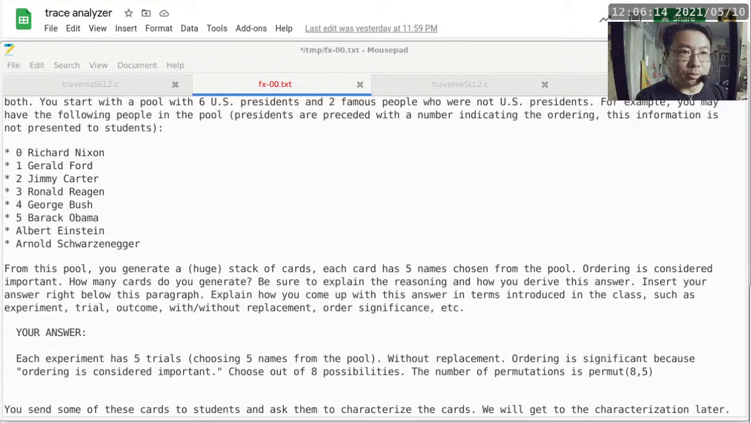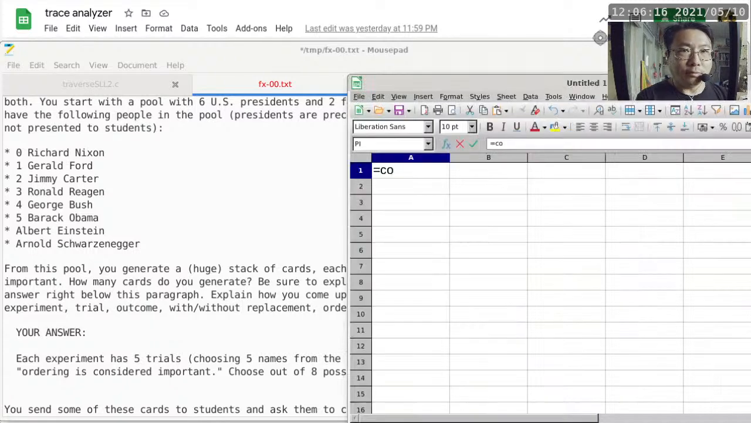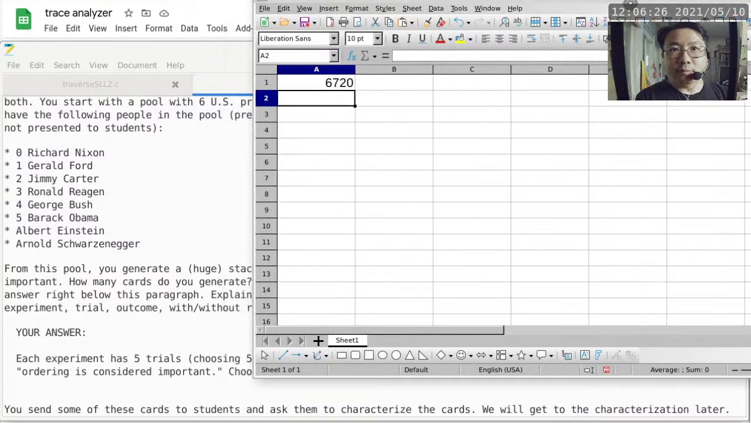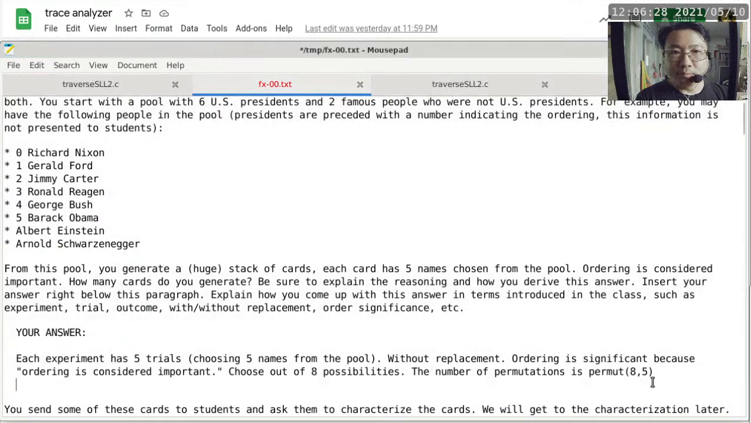it's not difficult to start up a spreadsheet. I'm just going to pull the spreadsheet over here so you can see. So we are using a permutation, and I believe it is 8, 5 like that, and the answer is 6,720. So the number of permutations is 6,720. That would be the answer to the first part of the question.